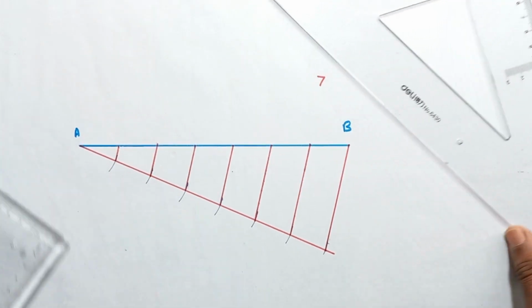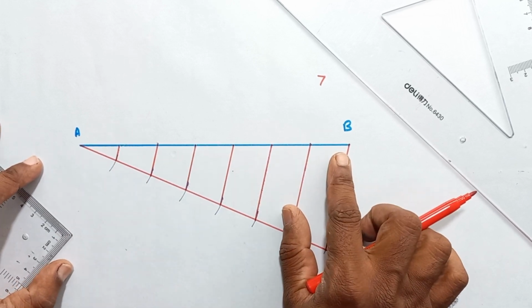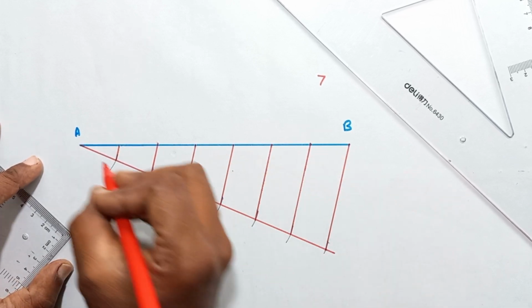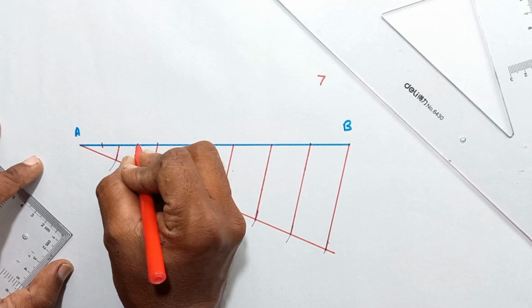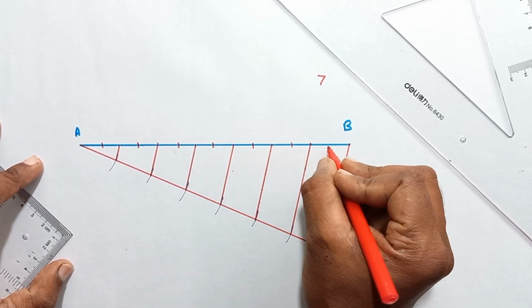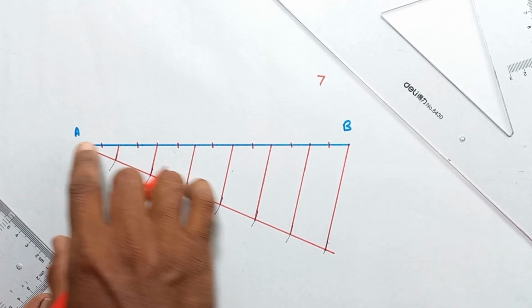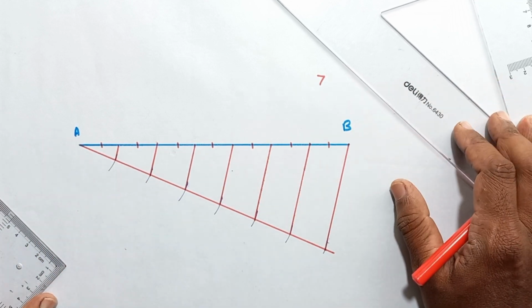Okay, here you can see this AB line has been divided into 7 equal segments. Here you can see. This is how we are dividing the given line into a given number of segments.